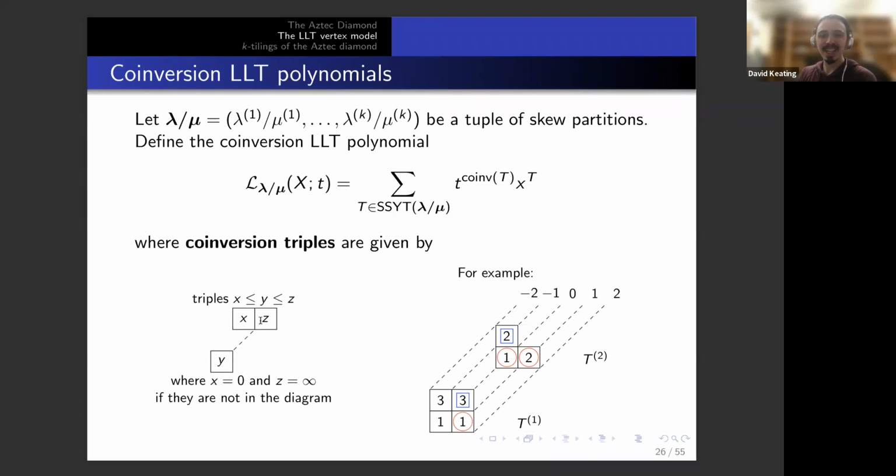And we also allow that x and z don't have to be in the diagram. And if they're not in the diagram, we make them 0 and infinity respectively. So for example, we have 2 less than or equal to 3 less than or equal to infinity, which is another coinversion triple. And then finally, there'd be one more here, which I think is 0 less than or equal to 1 less than or equal to 1. So this filling would get a weight of t cubed because there are 3 coinversions.